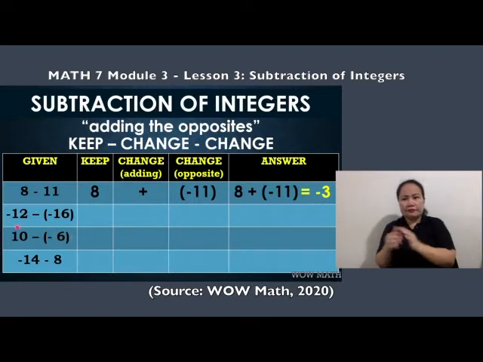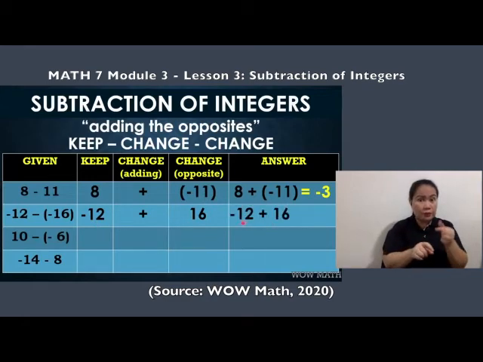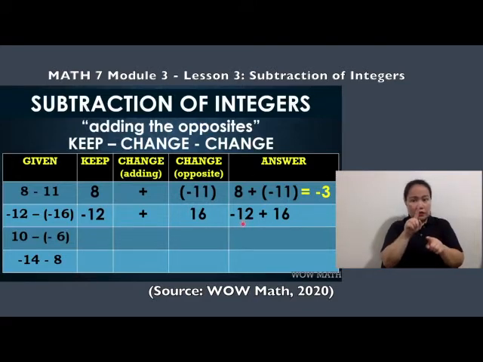Next, keep negative 12. Change the sign, magiging plus, and then change from negative, magiging positive. So, we will have negative 12 plus 16, and then, these two integers have different signs. So, ano nga ulit kapag different signs? Subtract. So, 12 and 16, that is 4. And then, mas mataas ang absolute value nito. So, kopyahin natin yung sign ni 16 and that is positive.